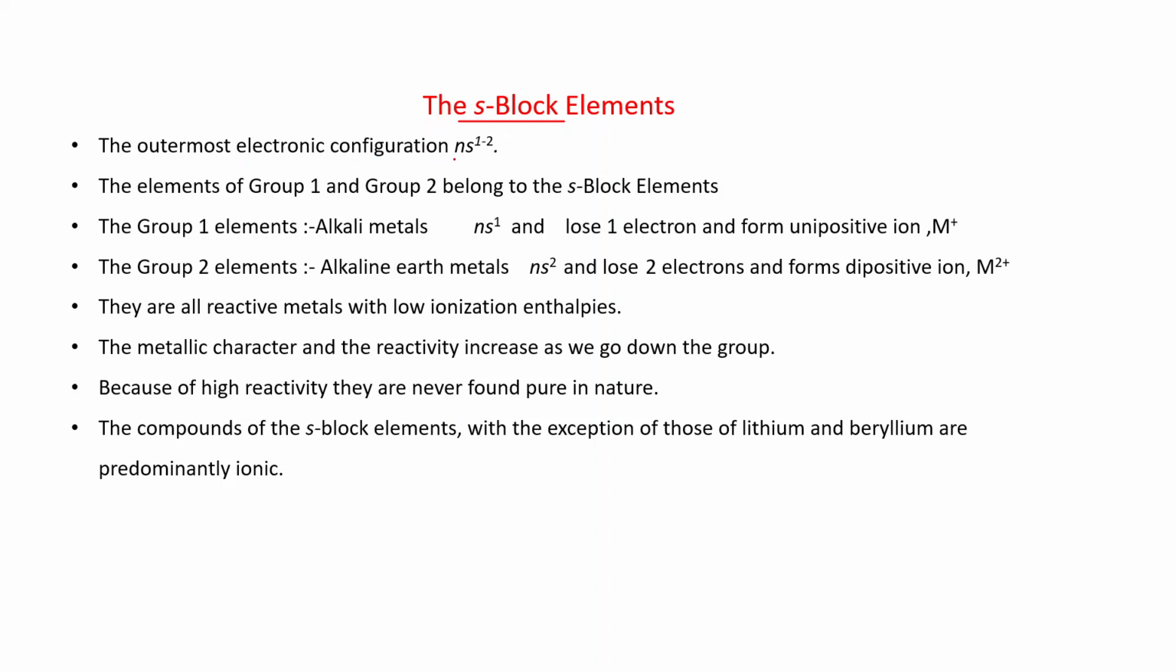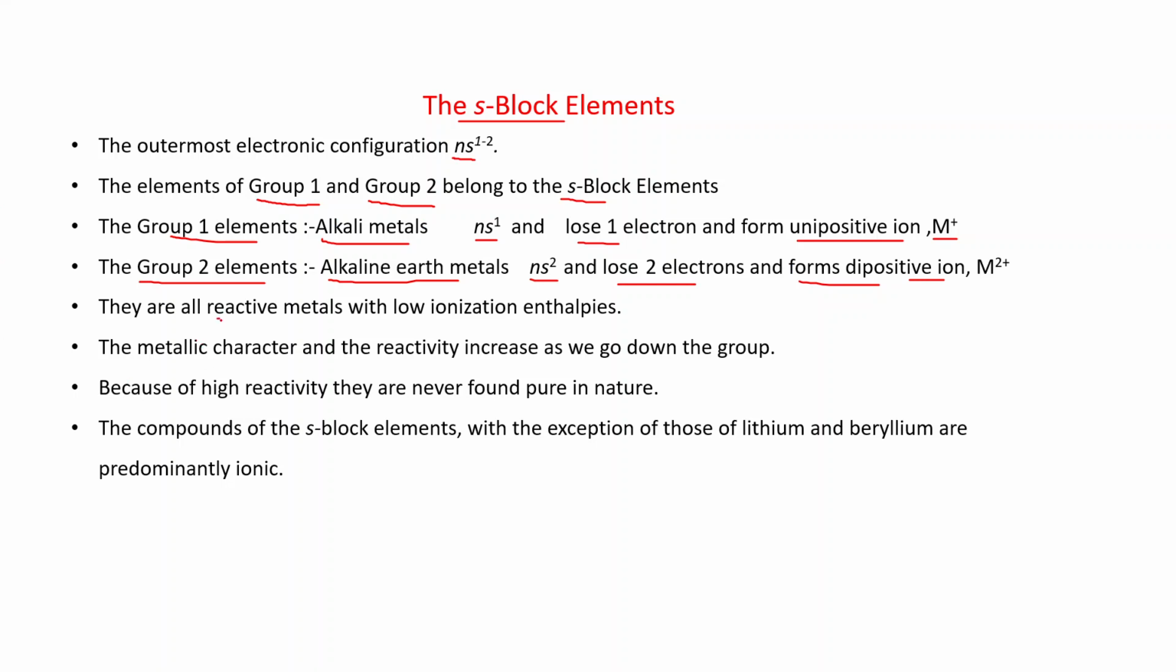Outermost electronic configuration is ns1-2, that is, the last electron enters the S subshell. The elements of group 1 and group 2 belong to the S block elements. Group 1 elements are known as alkali metals. Outermost electronic configuration is ns1, and they lose 1 electron and form uni-positive ion, that is M+. The group 2 elements are known as alkaline earth metals. Outermost shell electronic configuration is ns2, they lose 2 electrons and form di-positive ion, that is M2+.